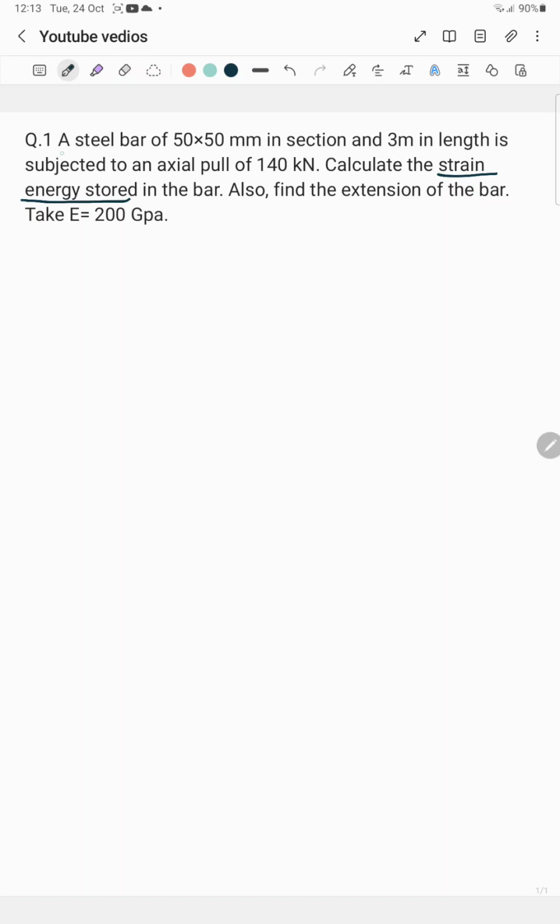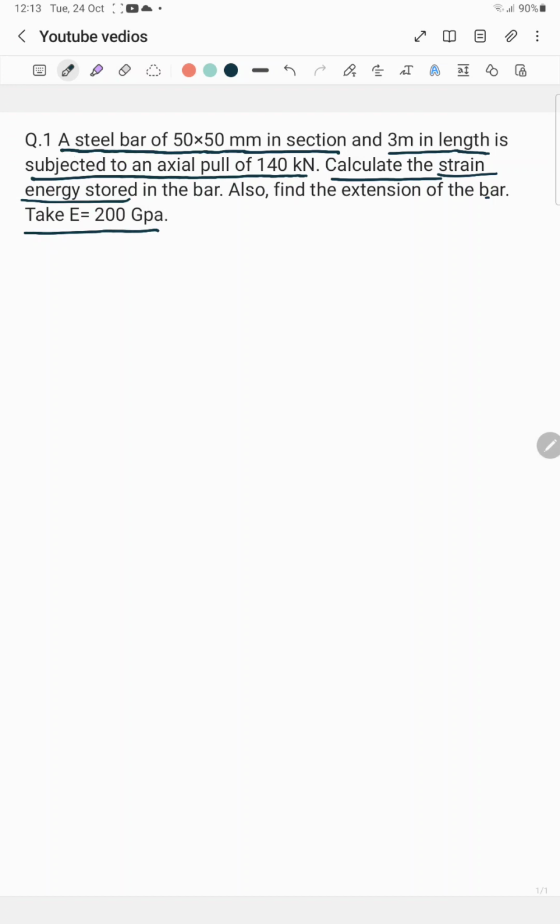In the question it says that a steel bar of 50 by 50 mm in section and 3 meter length is subjected to an axial force of 140 kilonewton. Calculate the strain energy stored in the bar. Also find the extension of the bar and take E is equal to 200 gigapascal.